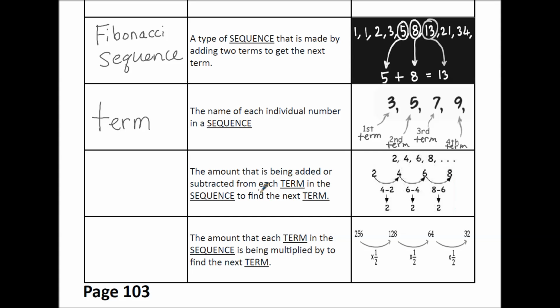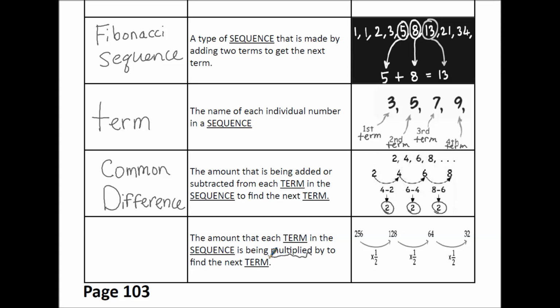The amount that's being added or subtracted from each term in a sequence to find the next term. So in the sequence of 2, 4, 6, 8, we see 4 minus 2 is 2, and 6 minus 4 is 2, and 8 minus 6 is 2. We just found the difference between all of those terms. So we just found all of the differences, but all of the differences that we found, or the answers to a subtraction problem, weren't the same. They all had that difference in common. So we call this a common difference. And this would be an example of an arithmetic sequence.